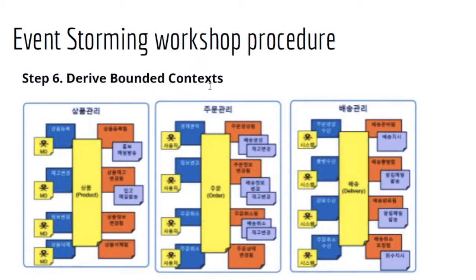Step number 6 is about deriving bounded contexts. Bounded context refers to the scope of objects that can effectively use business terms in the same context. A bounded context may consist of one or more aggregated elements. If this bounded context is set as a microservice unit, communication within the team in charge of it is streamlined.